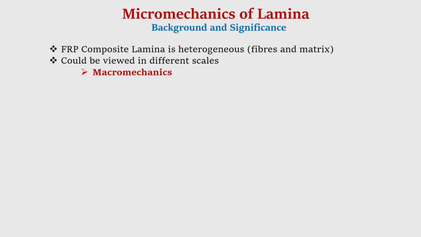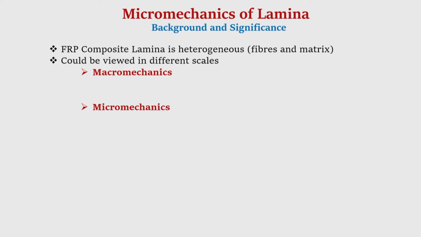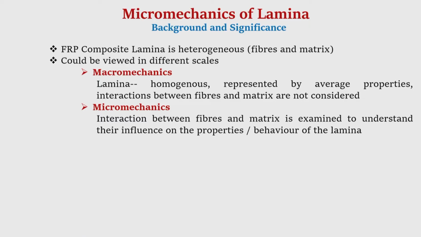In our previous module we studied macromechanics in detail, wherein a lamina is represented by means of its average properties, that means average elastic constants and average strength properties. We understood how to develop the stress-strain relationship based on those average stiffnesses, and we also developed the strength failure theories based on the average strength properties. But in macromechanics of lamina, the interactions of the fiber and the matrix have never been addressed. In micromechanics, these interactions of fiber and matrix are taken into account.